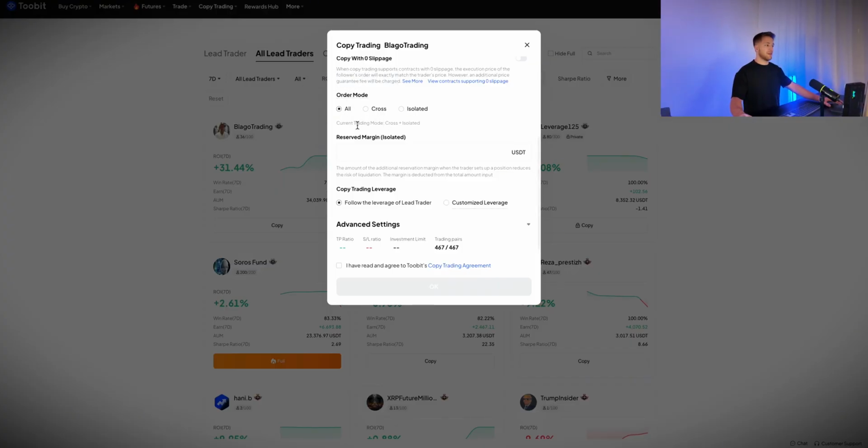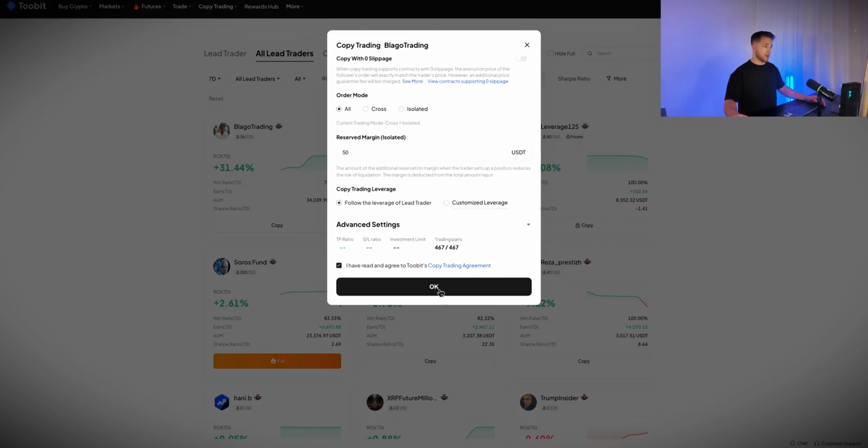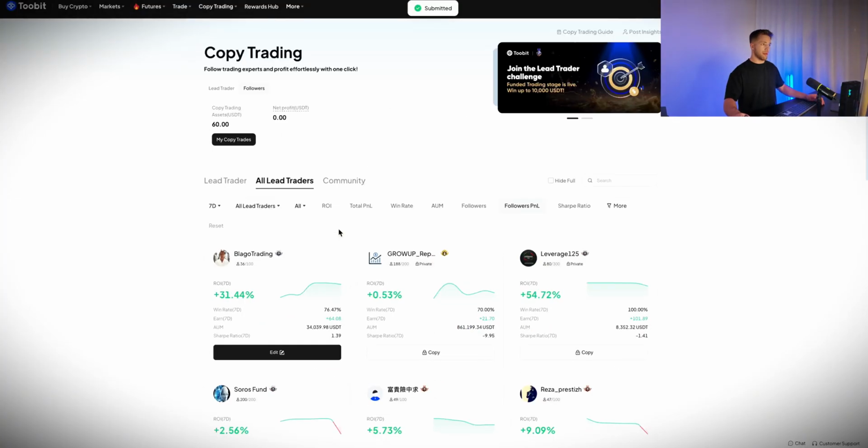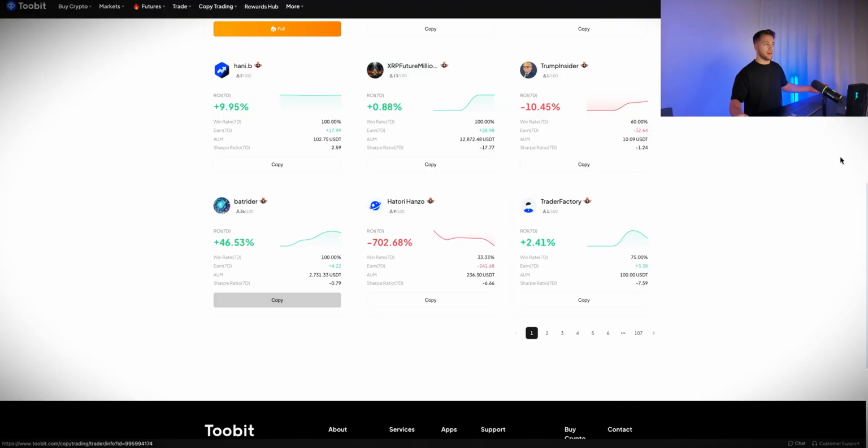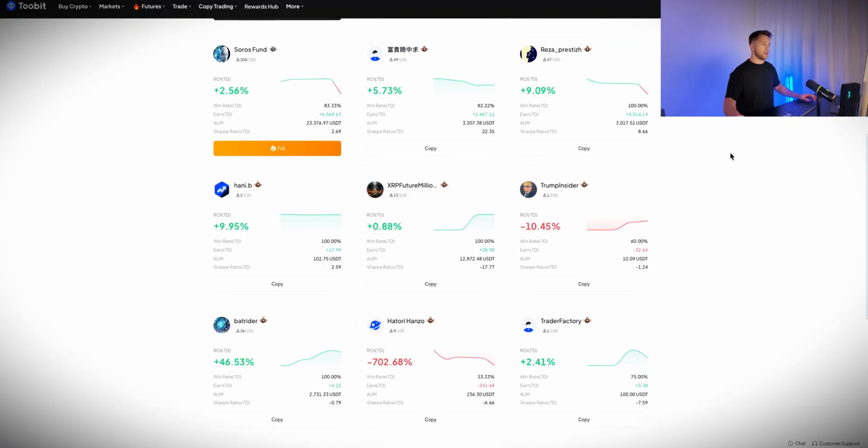You can select different modes, either cross or isolated. Isolated means that in case of liquidation, your funds are taken only from the funds you have in the trade. In case of cross, it can be taken from other parts of the wallet. For reserve margin, let's also put 50, and then we copy. The minimum investment is 60, so let's put 60, and you can set customized leverage. I'm going to go with a lower one, 10x, not to risk that much. By the way, I can update you on how a randomly picked trader can perform here on Toobit.